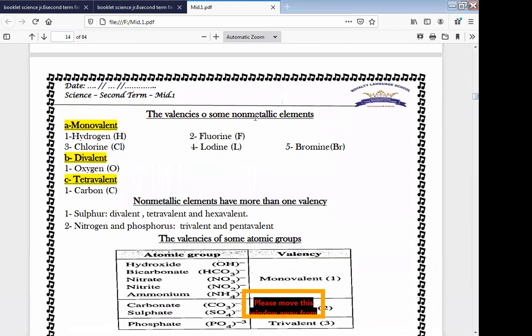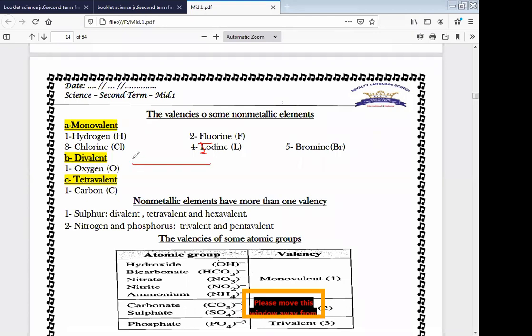These are the valences of some non-metallic elements. We studied the valences of metallic elements. Now we will study the valences of non-metallic elements. Monovalent non-metallic elements: hydrogen, chlorine, fluorine, iodine. These are not L, these are I, okay? Iodine, bromine. Okay, the monovalent non-metallic elements: fluorine, chlorine, bromine, iodine, hydrogen.